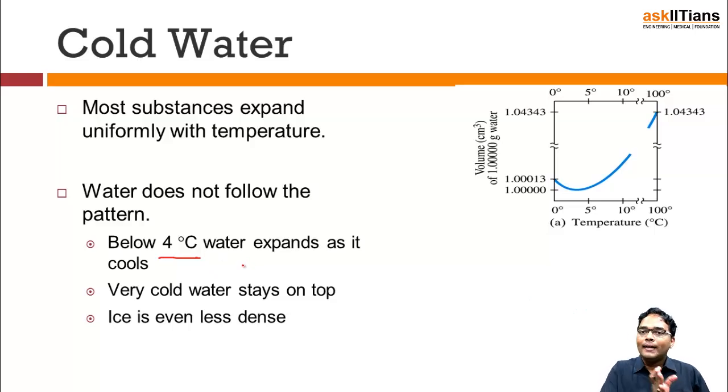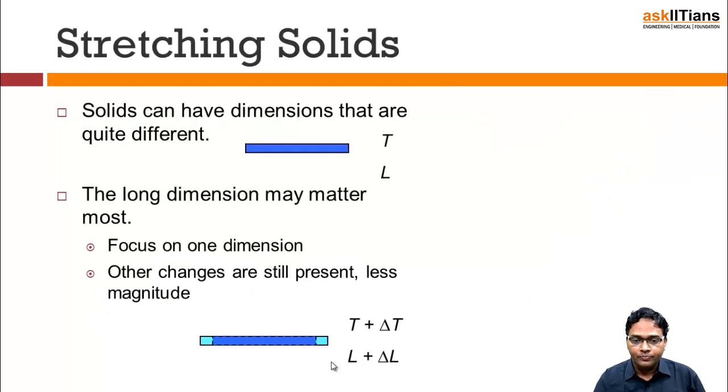So between 4 degrees centigrade and 0 degrees centigrade the water expands. If you talk about it in reverse, starting from 0 degrees centigrade and going further, from 0 to 4 degrees centigrade, first of all the volume decreases and then it follows the normal rule, that is, the volume starts increasing. Very cold water stays on the top and hot water comes down. Ice is even less dense as compared to normal water, as we have just understood. Okay, so there were some peculiar things about water, just for your information.